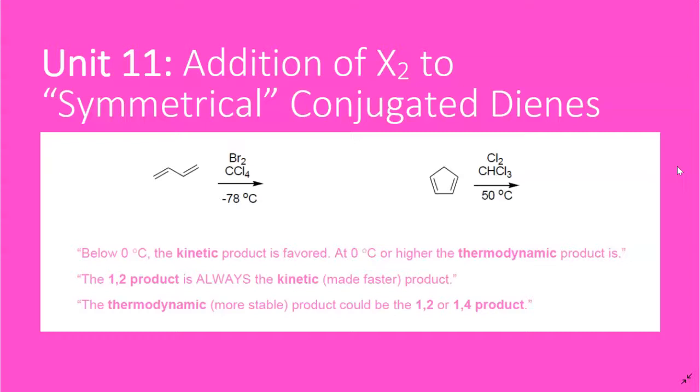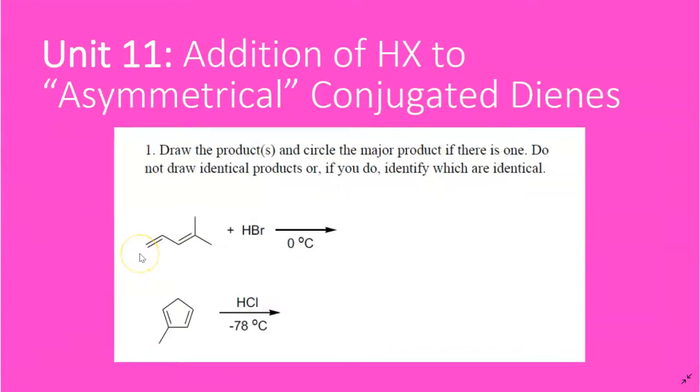I also discussed how to figure out the major product by analyzing whether we want the kinetic versus the thermodynamic, but also determining which one is the kinetic. Is it the 1,2 or the 1,4? And which one's the thermodynamic? Is it the 1,2 or the 1,4 product? That video seen here, that's where I discussed those terms.